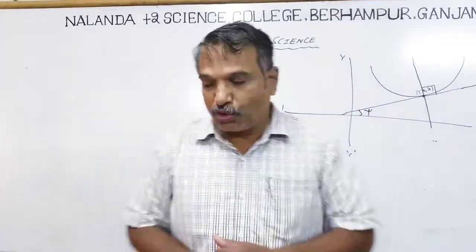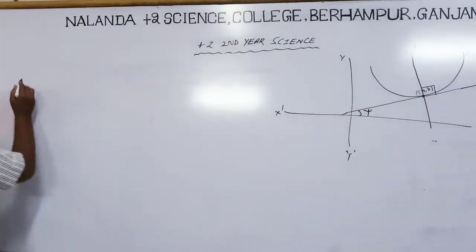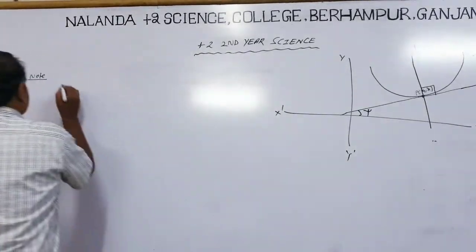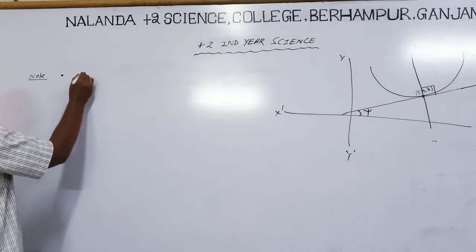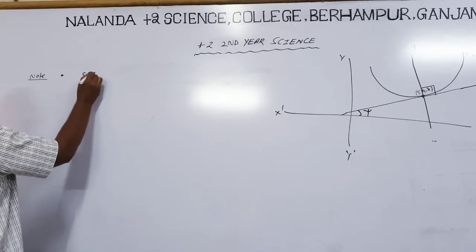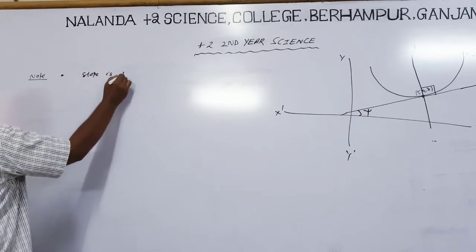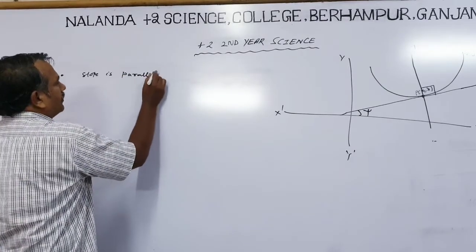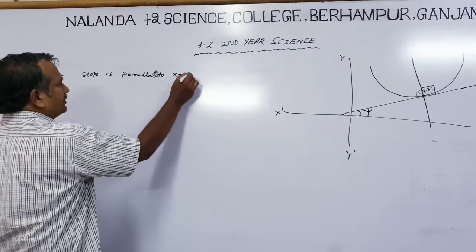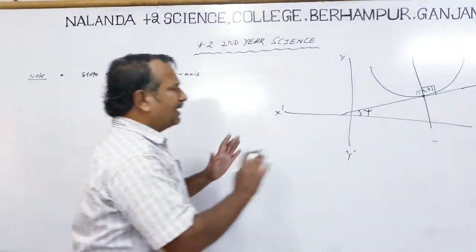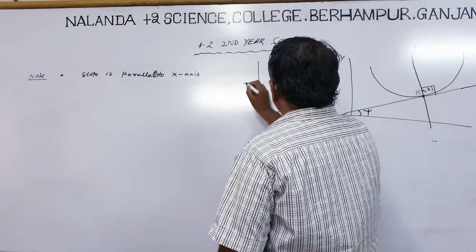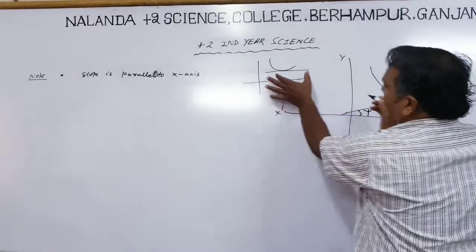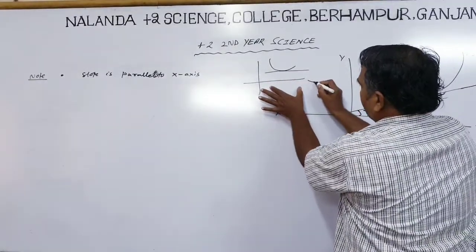So notes. Now let us say the tangent slope is parallel to the x-axis. Slope parallel to the x-axis means this is a curve, this is a tangent. Now this is the slope parallel to the x-axis.